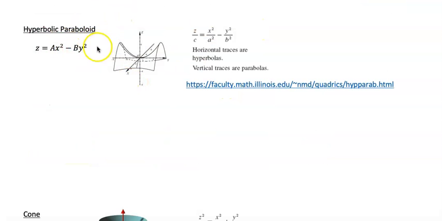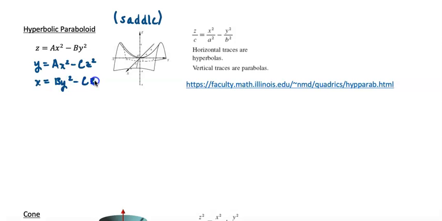So our hyperbolic paraboloid, this is sometimes called a saddle, for obvious reasons. Now, just like with that other equation, this can also be written in the form of y equals ax squared minus cz squared, and x is equal to by squared minus cz squared. And this is the last one that we're going to look at the traces for, because I think this is one of the more confusing shapes.